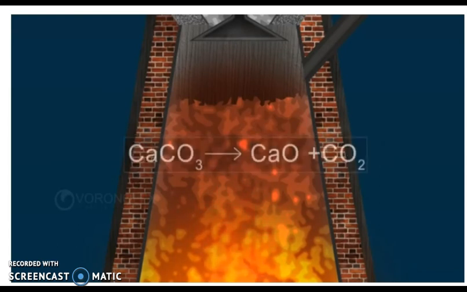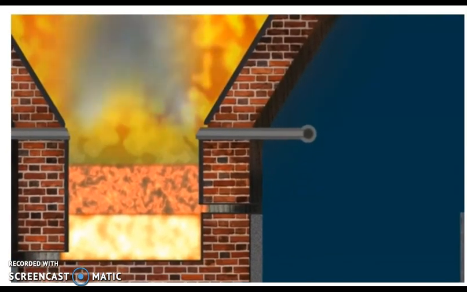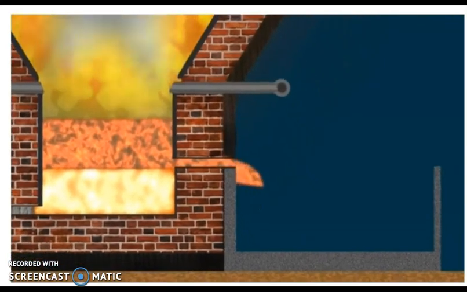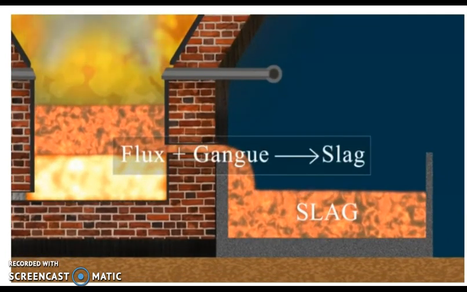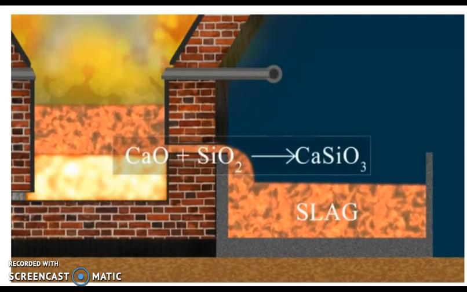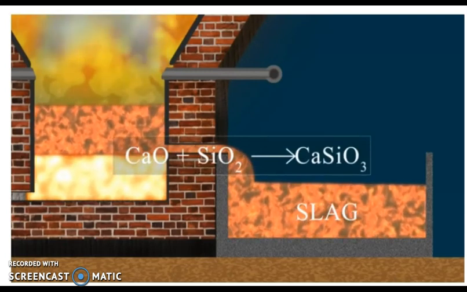At high temperature, calcium carbonate decomposes to form calcium oxide and carbon dioxide. CaCO3 forms CaO and CO2. Then the impurity silicon dioxide in the ore reacts with calcium oxide and forms calcium silicate, which is known as slag. CaO on reaction with SiO2 forms CaSiO3.